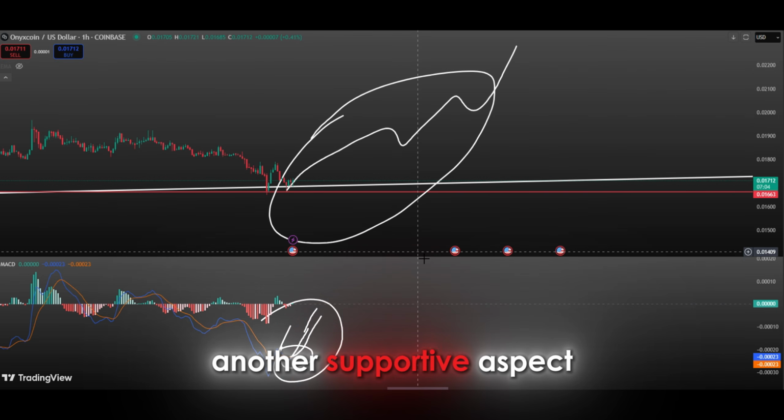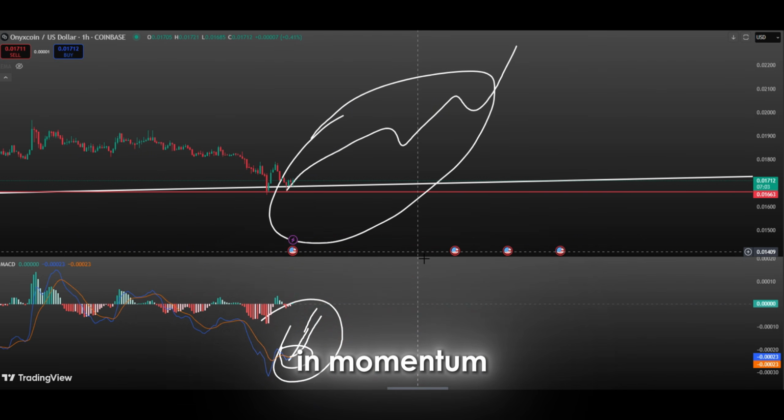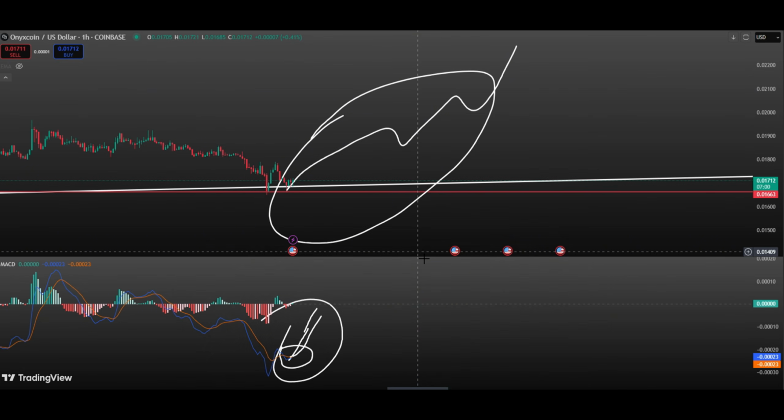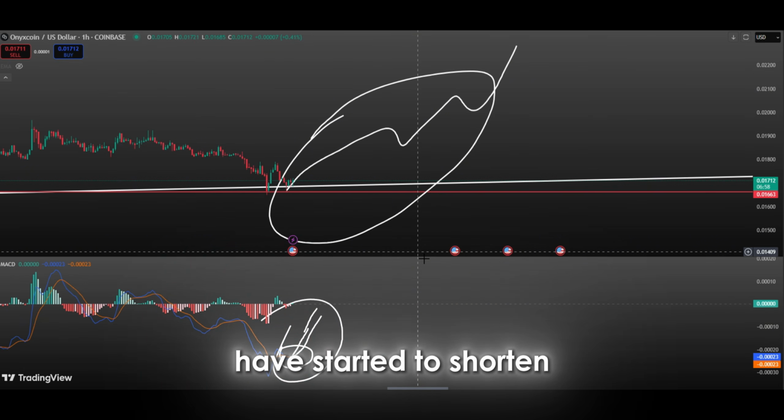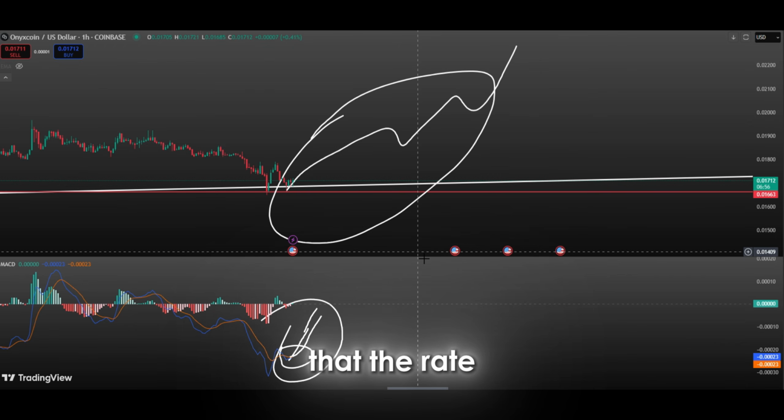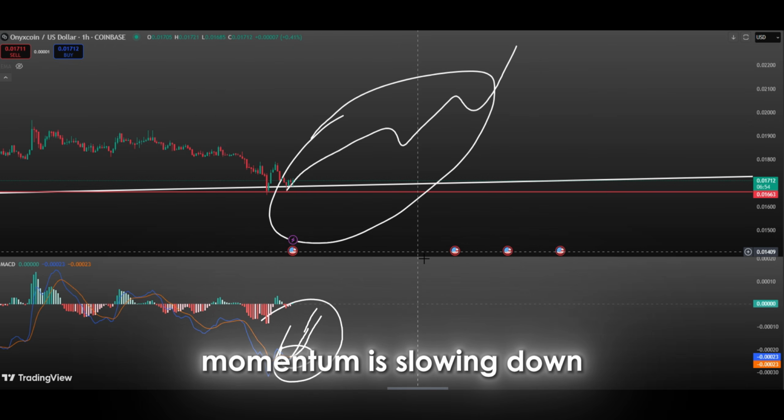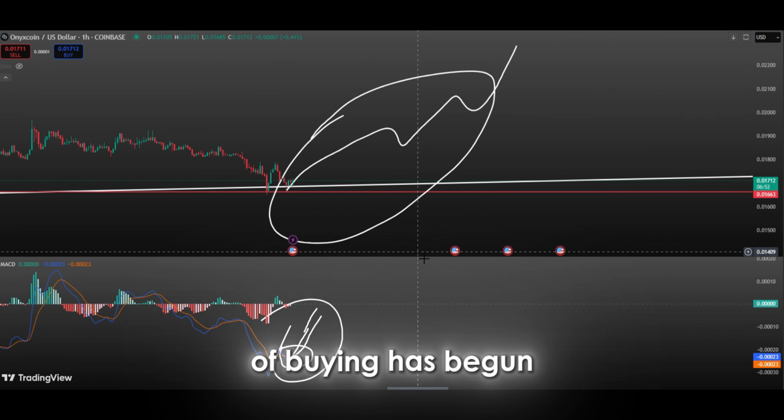Another supportive aspect of this positive outlook is the change in momentum observed in the histogram bars. The histogram bars have started to shorten in the negative zone, indicating that the rate of decline in momentum is slowing down and a turn in the direction of buying has begun. MACD crosses should be monitored.